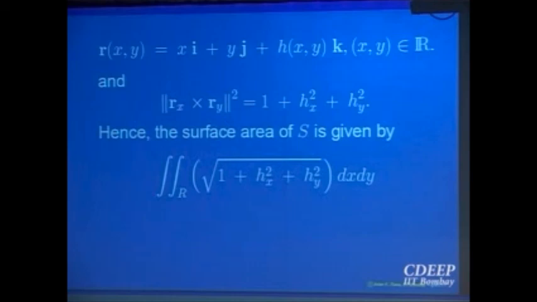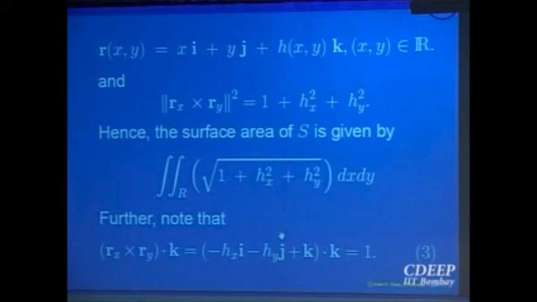Sometimes you may be able to project it onto the other planes, the yz plane or the xz plane, so accordingly your formulas will change. Let us observe one thing here. So this is the unit normal, right? So Rx cross Ry dot k, what is that equal to? The normal was minus h_x i minus h_y j plus k, and its dot product with k is equal to 1, right?